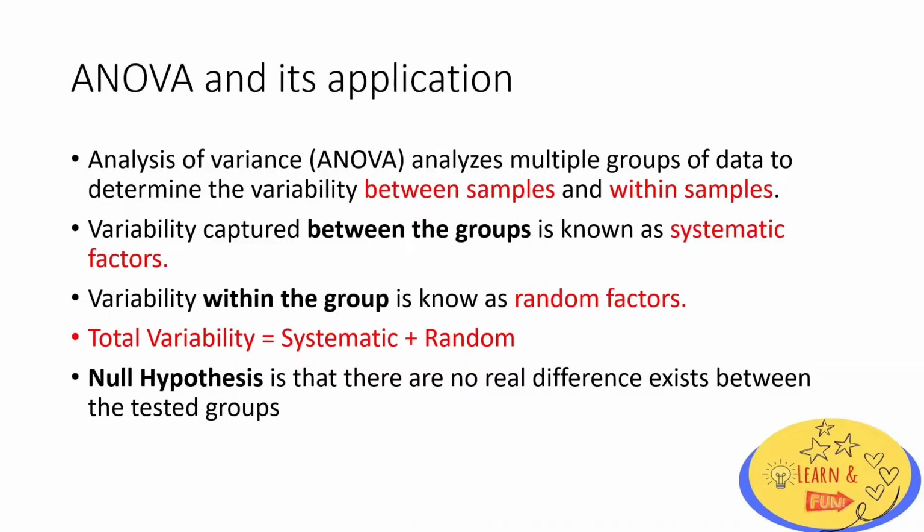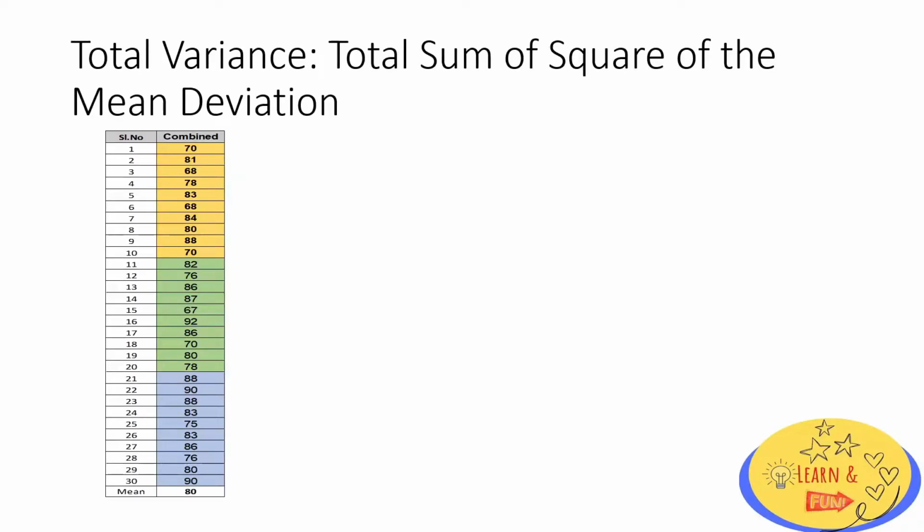Total variance is found by taking all the groups together. We know that we have three groups with 10 observations in each group. If I take all the groups together, the mean comes to 80, as you can see. This is the variability we captured by taking all three groups together, called the total variability.